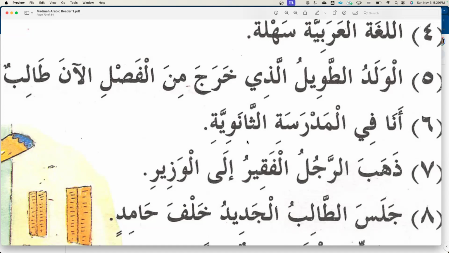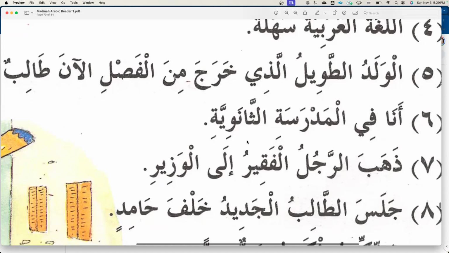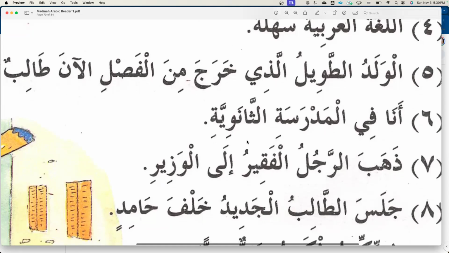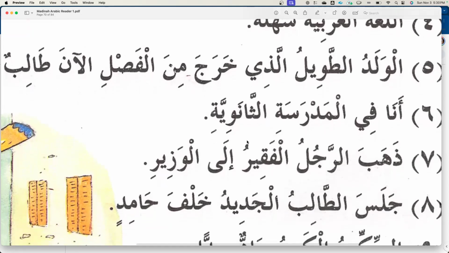Mutawassat? After ibtidai, isn't it part of إعدادية? No, I think it depends on where you are. Yeah, مدرسة الإعدادية. It's cultural, it's regional. Anyway, let's move on.